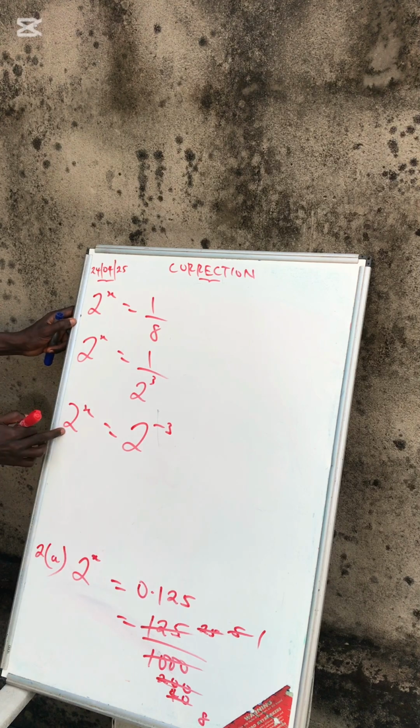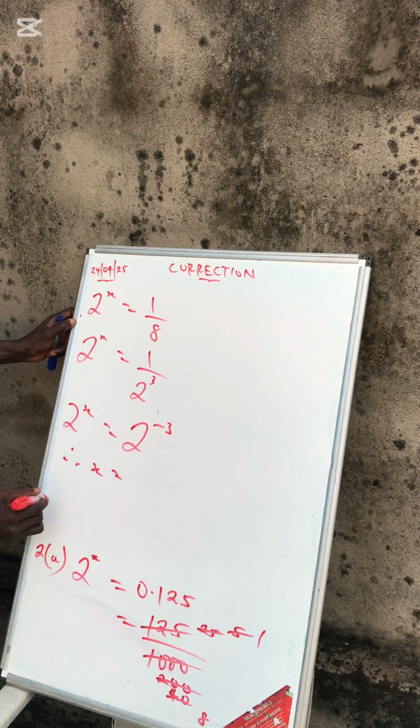So what does that mean? 2 raised to x equals 2 raised to minus 3. x is equal to what? Therefore, x equals minus 3. That's all. x equals minus 3. It's not minus x, so you don't have to multiply through by minus 1.